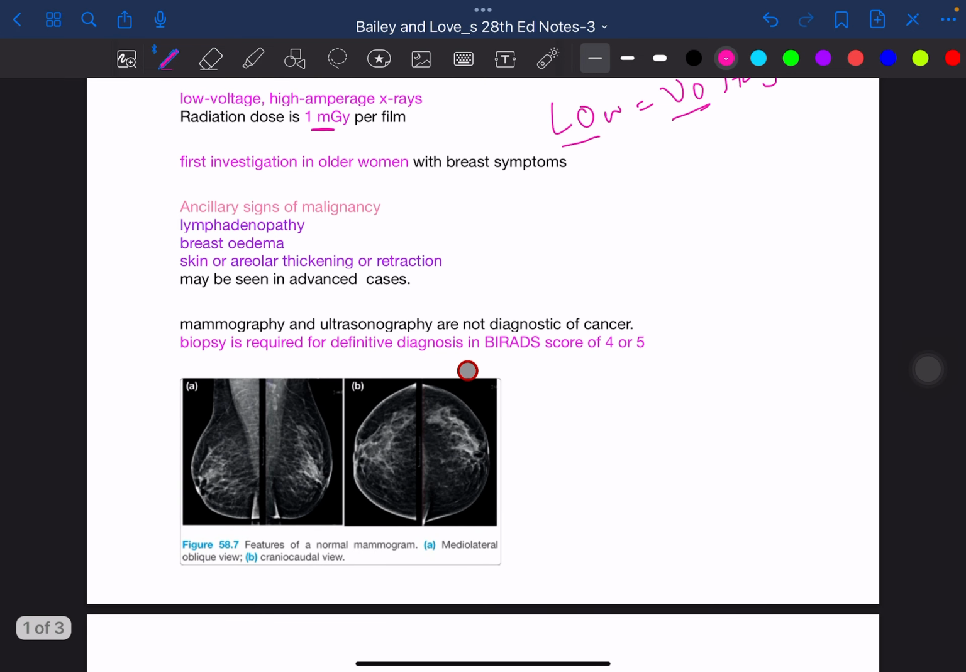So on mammography, if a patient presents in an advanced case, you can appreciate ancillary signs of malignancy. So what are the ancillary signs of malignancy on mammography? Lymphadenopathy, breast edema, and skin and areolar thickening or retraction. Okay.